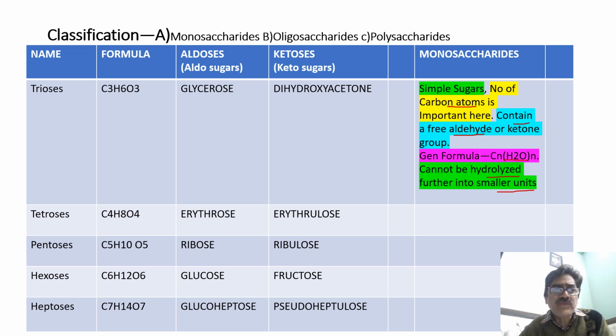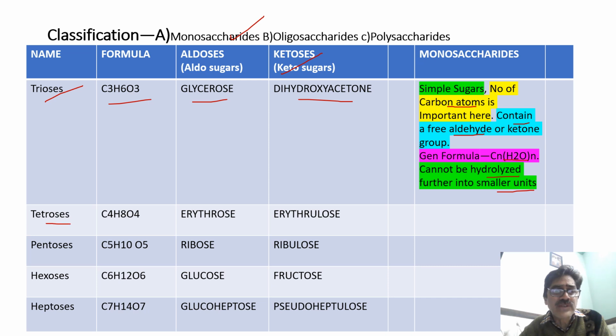So on the basis of number of carbon atoms in case of monosaccharides, for example, if they contain 3, we call them trioses. This is the molecular formula. Example is glycerose. Secondly, if they contain an aldehyde group, we call them aldo sugars. For example, glycerose contains an aldo group. It is known as an aldo sugar. On the contrary, if they contain a keto group, we call them keto sugars. Example is dihydroxyacetone phosphate, but it bears 3 carbon atoms.